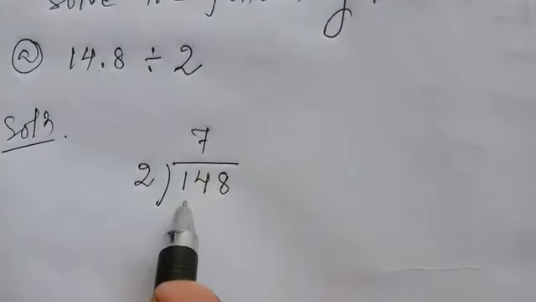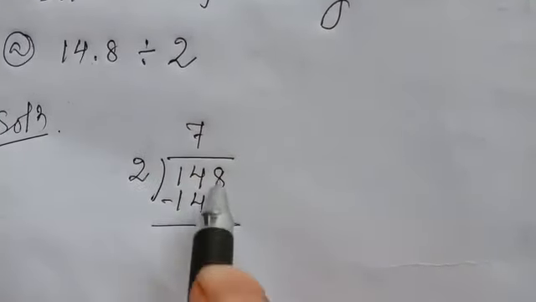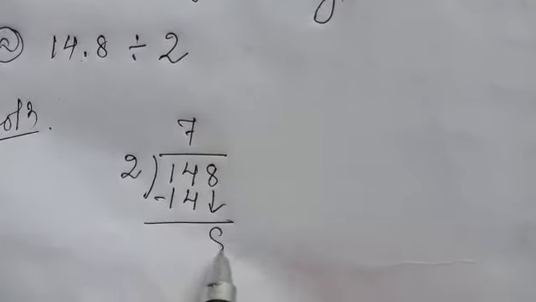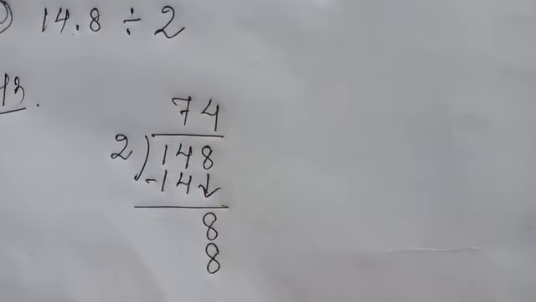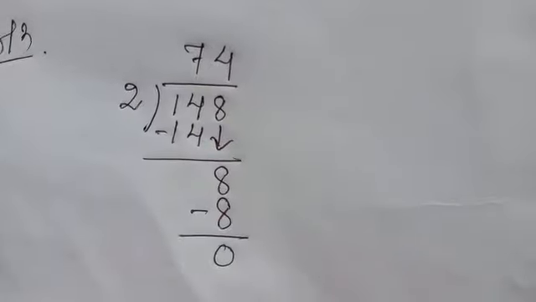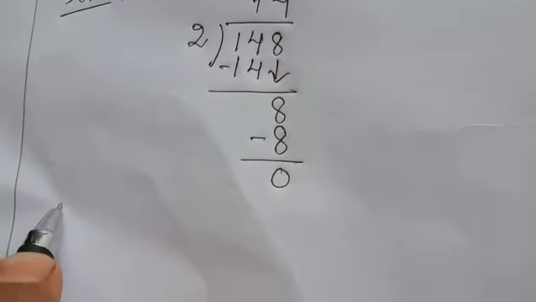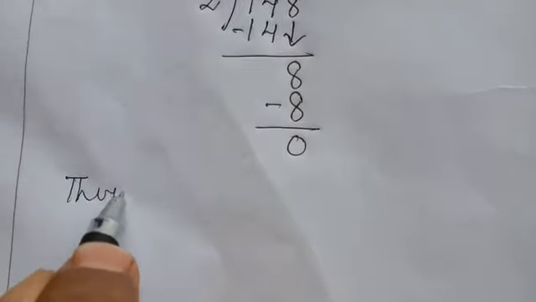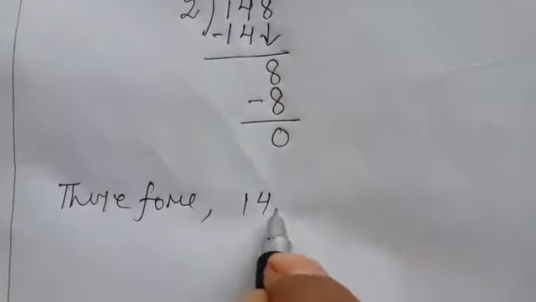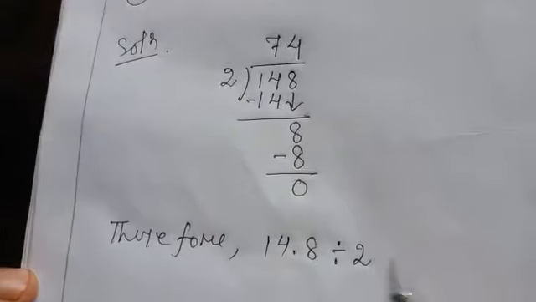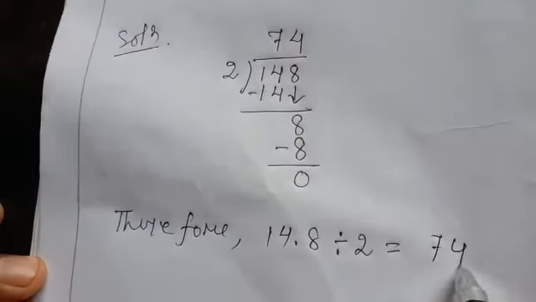2 7s are 14. This 8, bring it down. 8. 2 4s are 8. Therefore, 14.8 divided by 2 is equal to 74.